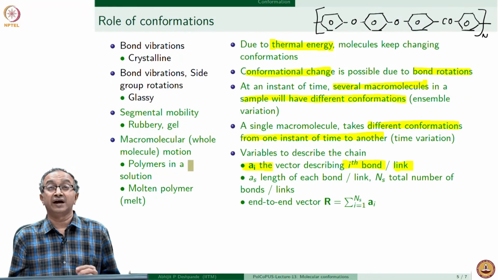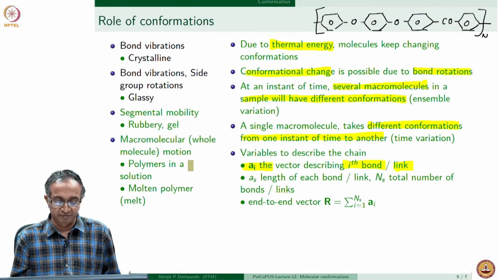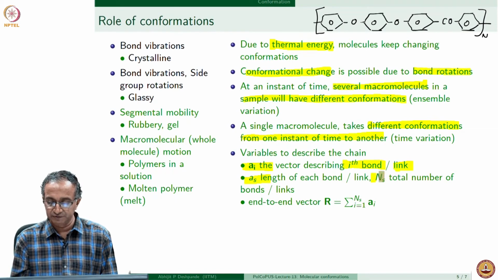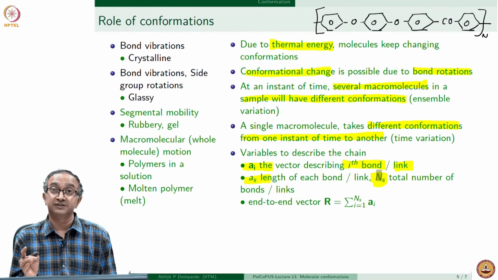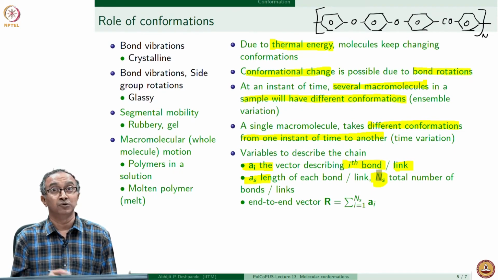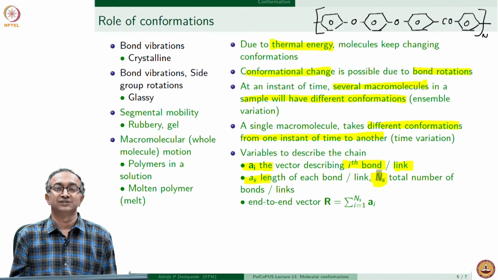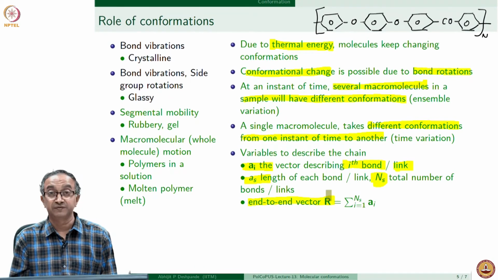So therefore the ith link or ith bond can be thought of as having a length associated with it, and of course we have Ns, the total number of bonds. What is the relationship between Ns and the molar mass? They are of course linearly proportional to each other. When molar mass is higher, Ns is also higher. And a key characteristic of this chain is the end-to-end vector.